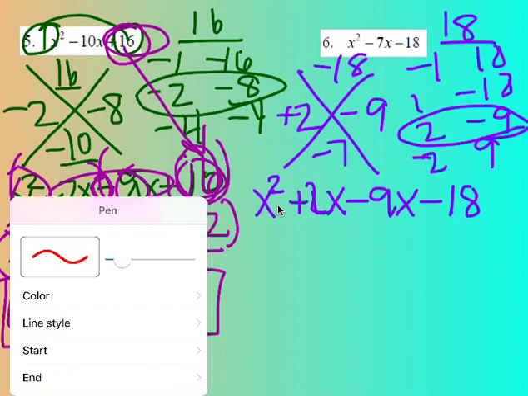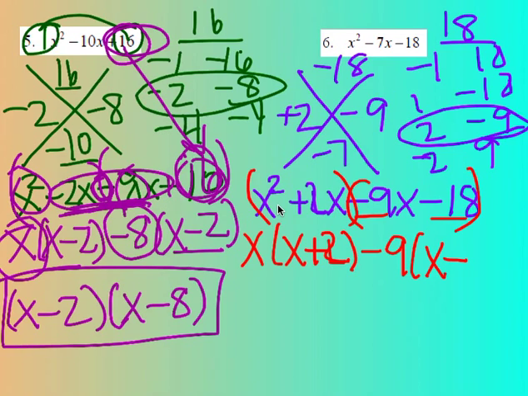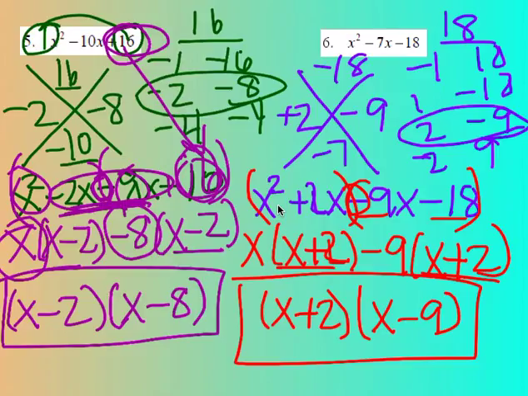So I'm going to go ahead and make my two groups. Between x squared and 2x, I can take out an x. Dividing each, I'm at x plus 2. Negative 9x, negative 18, I can take out a negative 9. So then that's going to change both of those signs. Remember, I took out a negative 9 because that first sign was negative. So here my leftovers are matching, so I can take out the x plus 2. And then after that is x minus 9. So that right there is your final answer for number 6.